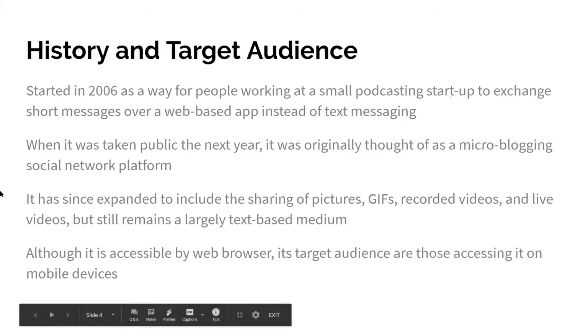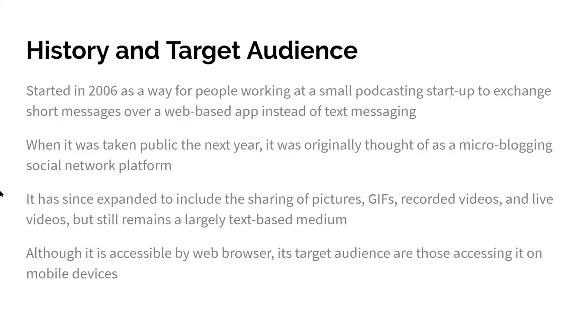So, a quick history and a note on the target audience of Twitter. It started in 2006 as a way for people working in a small podcasting startup to exchange short messages. And if you look into the history of Twitter, they didn't really have an idea of what Twitter has developed into today in mind when they first started it. When it was taken public the next year, it was originally thought of as a micro-blogging social network platform. That's about all the clear idea they had for what they wanted Twitter to be.